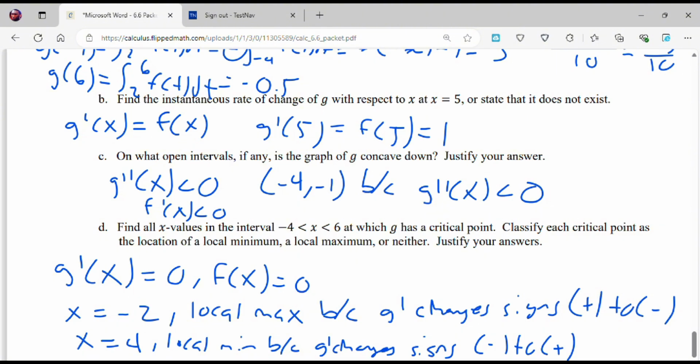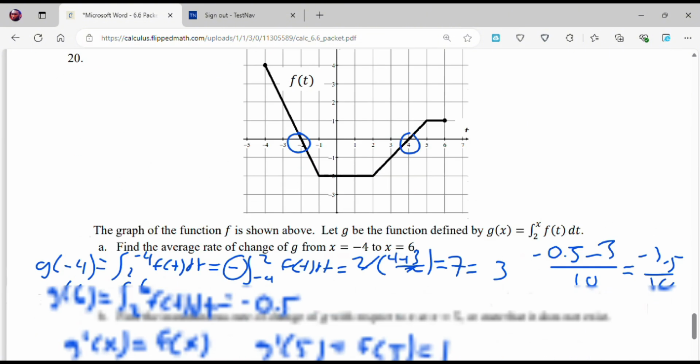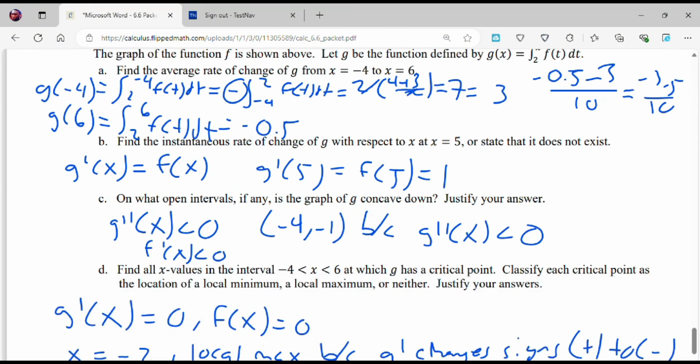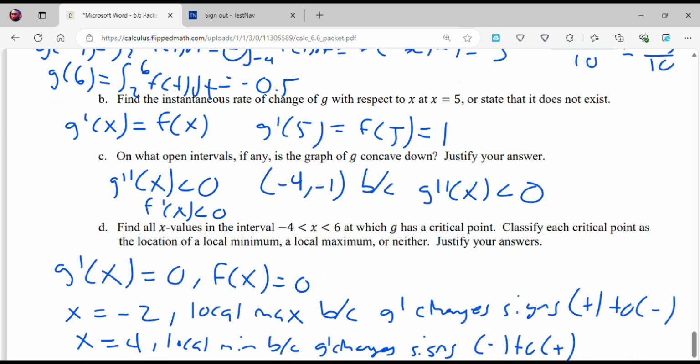So that is the entire lesson. I hope this was helpful. I apologize that I couldn't give you the best answer for number 18. But yeah, pretty straightforward lesson as we continue to get closer into the second half of calculus.